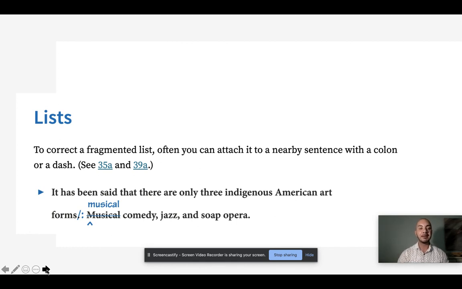Well, in this case, musical comedy, jazz, and soap opera are listed items that help to illustrate or explain the action that has taken place in the first part of the sentence. So instead of having a period, we want to include a colon, and then we want to lowercase the M in musical: musical comedy, jazz, and soap opera. So those 3 items in the list are now included as part of the sentence. To just have the words musical comedy, jazz, and soap opera by themselves is not a complete sentence. They're just a group of nouns, right? It's a list of 3 nouns, but they're completely disconnected from the other information in the sentence.